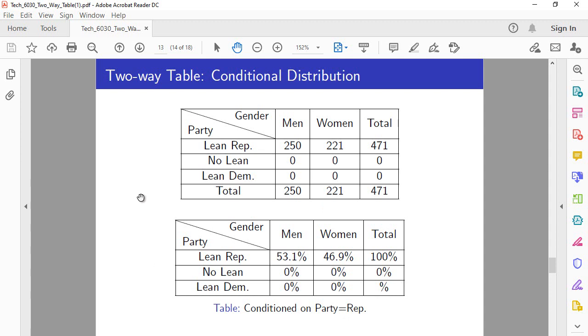So let me ask a question in the following format. Given that an adult prefers the Republican Party, what's the chance that the adult is a man? Well, the chance that the adult is a man is 53.1%. So again, given that an adult prefers the Republican Party, what's the chance that the adult is a woman? Well, the chance is 46.9%.